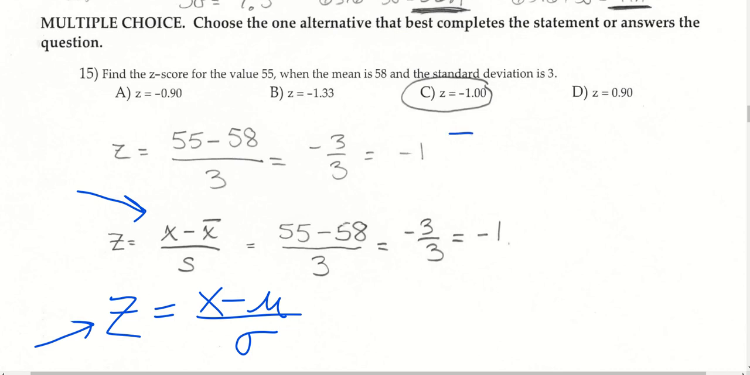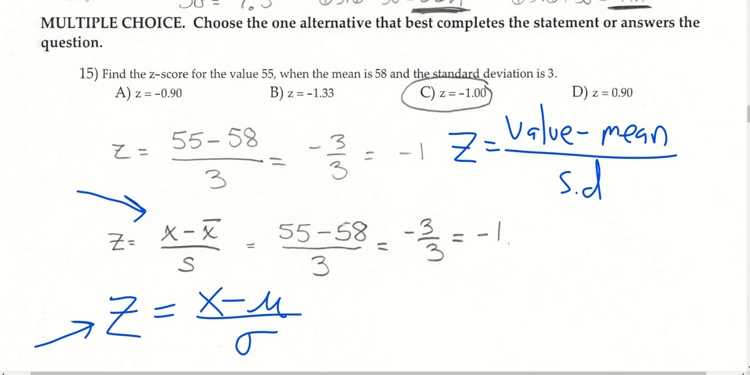But generically speaking, you can also think of it as a pseudo equation: value minus your mean, divided by the standard deviation. If you're going to do this in a calculator, here they tell us that the value is 55, the mean is 58, and the standard deviation is 3. So we're going to plug those values in. It should be 55 minus 58 divided by 3. Make sure you follow the order of operations. You would want to subtract in the numerator first. That will give us a negative 3 up top, and then negative 3 divided by 3 would be negative 1.